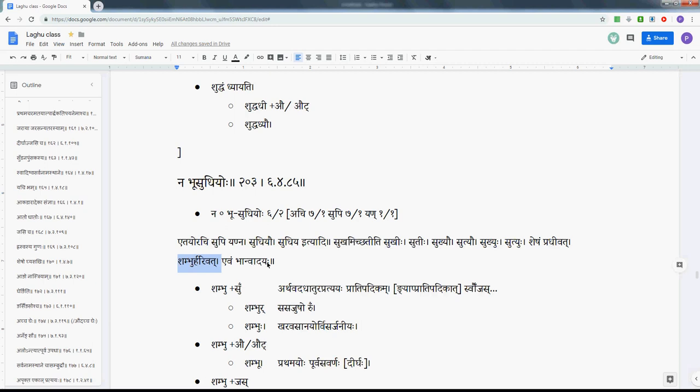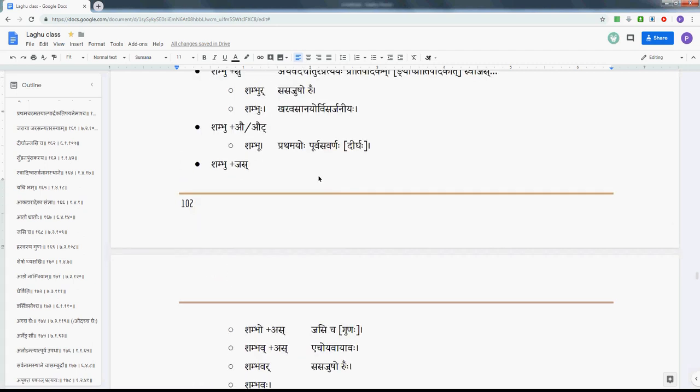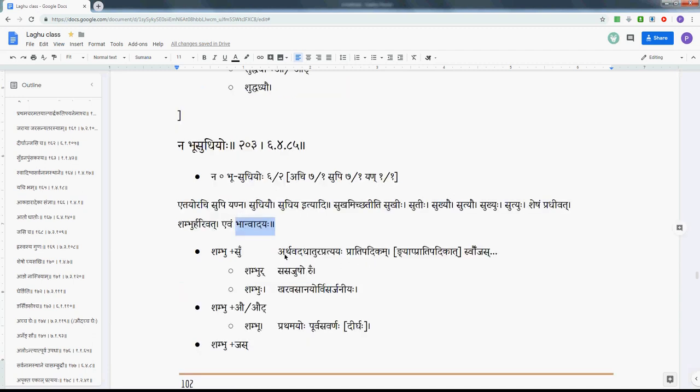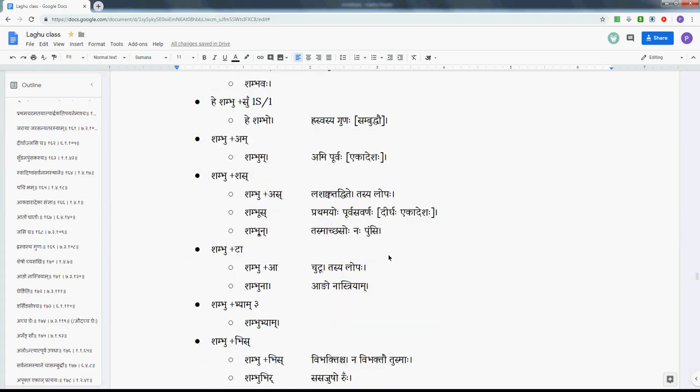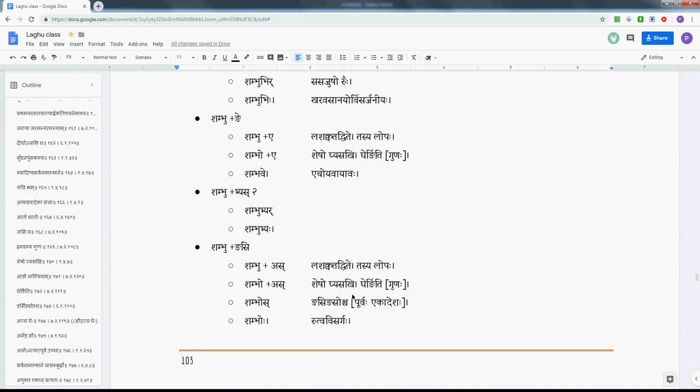Shambhu is Harivat, and so are Bhanu and the others. Bhanu means Surya, but not Surya. Surya will be Ramavat. Bhanu will be Shambhuvat, which is Harivat. Harivat not in forms, but in sutras. So starting with Arthavad Adhatur Apratyayah Pratipadikam, we apply all the sutras, and hopefully this exercise is useful. Hopefully some of these sutras will at least remain in mind.